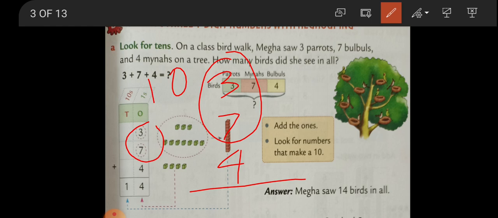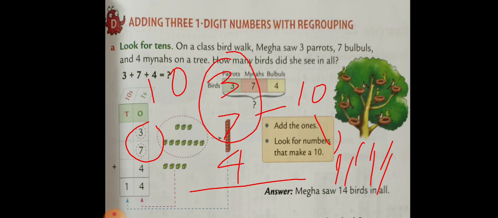Once you get the total 10, then the counting becomes very easy in tens. So 10 is there, now only 4 is remaining. So you take 4 fingers up, 1, 2, 3, 4. First you add 7 plus 3, don't add 7 plus 4. 7 plus 4 will give you 11. 7 plus 3 will give you 10. So first you add the numbers which will give you 10. After 10 you go forward counting 11, 12, 13, 14. That is how the thing goes.